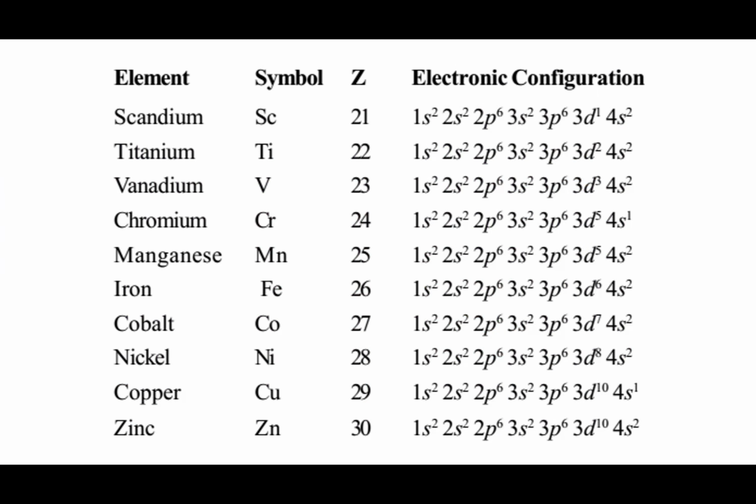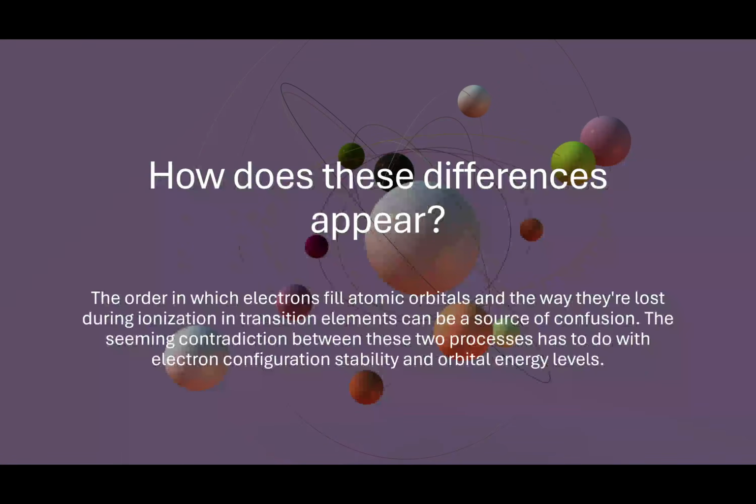Now, we know that there are differences in how the 3d and 4s are filled. How do these differences appear? The order in which electrons fill atomic orbitals and the way they are lost during ionization in transition elements can be a source of confusion. The seeming contradiction between these two processes has to do with electronic configuration, stability, and orbital energy levels.